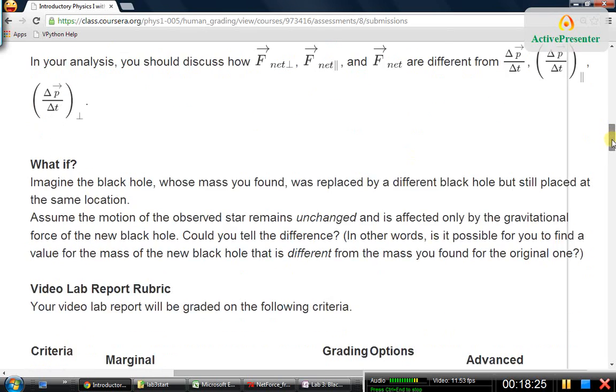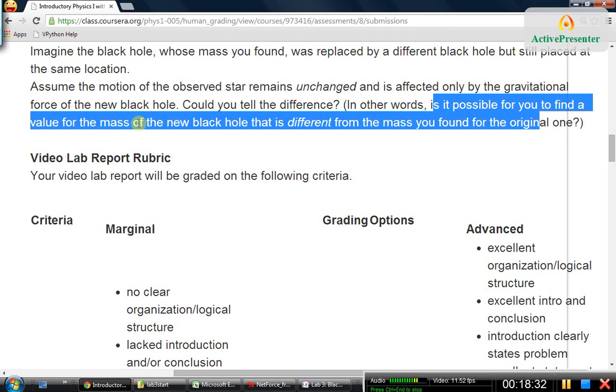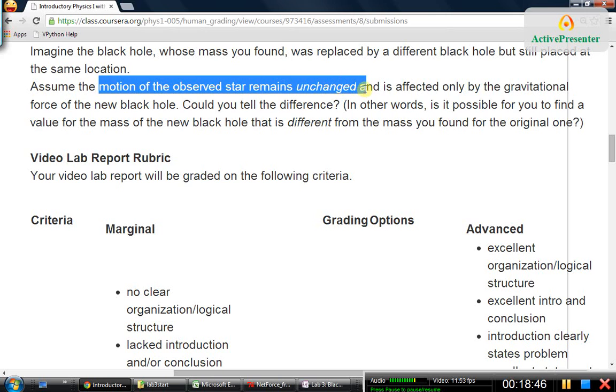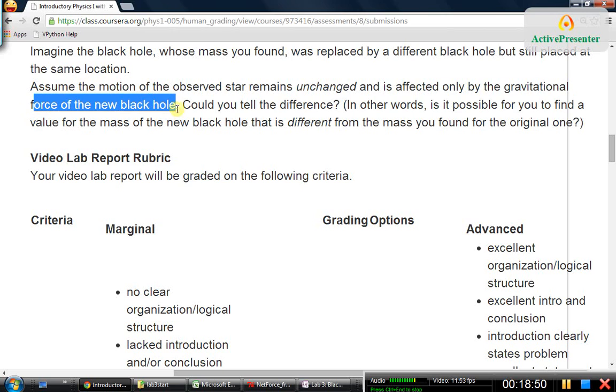Now for the what if question, is it possible for me to find a value for the mass of the new black hole which is different from the mass which I already found for the original one? This is under the condition that the motion of the observed star remains unchanged and is affected only by the gravitational force of the new black hole. So will there be any difference?